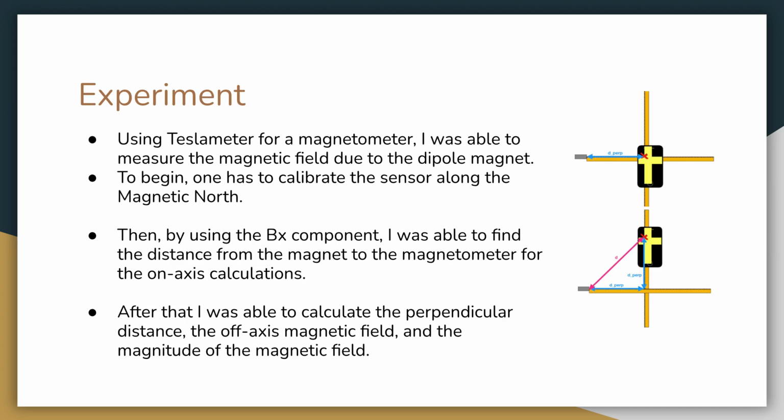So in this experiment, I calibrated the magnetometer, then I found the distance from the magnet to the magnetometer by using the x component values. Based off of this data, I used the magnetometer to find the other components, and then I found the perpendicular distance and the off-axis magnetic field and the magnitude of the net magnetic field.